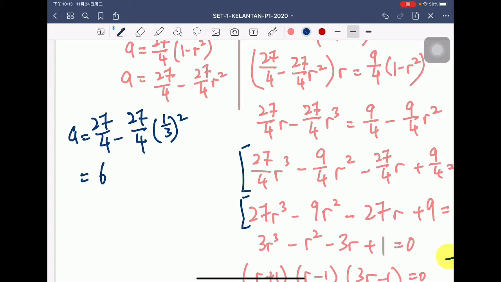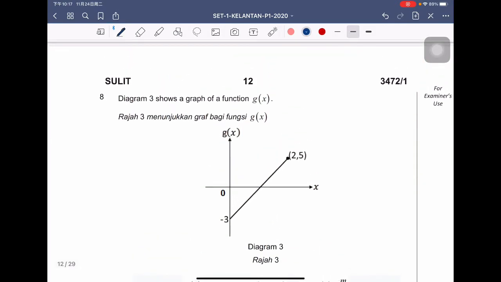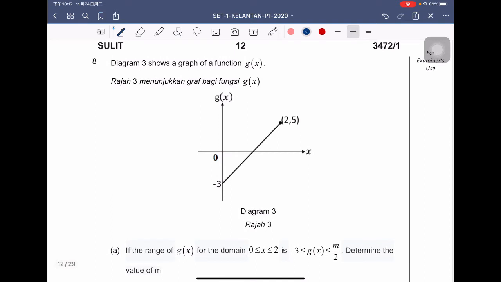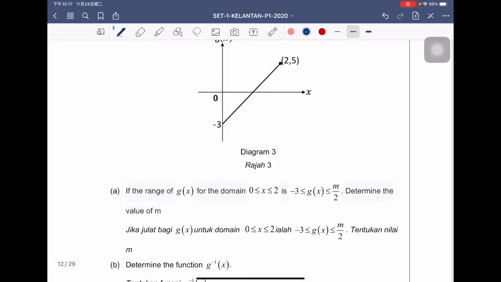Okay, so the answer is 6. So now let's go to the second question, which is question 8. Diagram 3 shows a graph of a function g(x). So this is a graph of the function g(x).